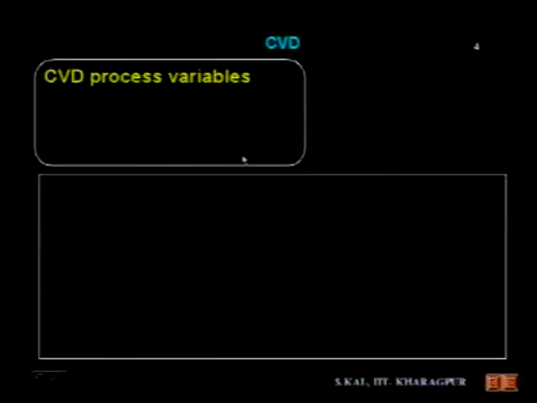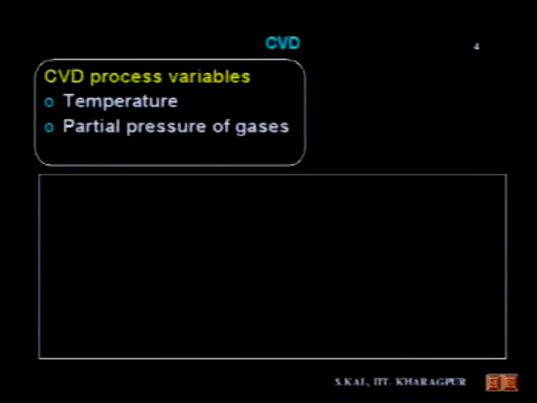Now let us see what are the process variables in a chemical vapor deposition reaction. The process variables basically control the reaction, and obviously if they control the reaction, they control the growth rate also. The process variables are temperature, partial pressure of gases, and total pressure of the reactant species inside the reaction chamber. These are three process variables which can control the growth rate and also the quality of the deposited film.